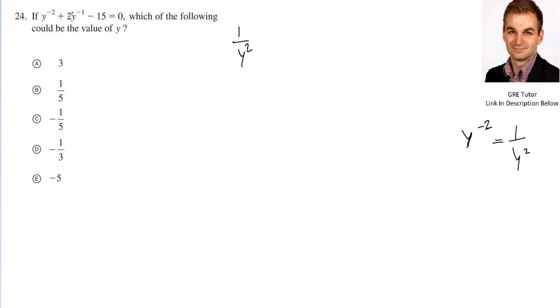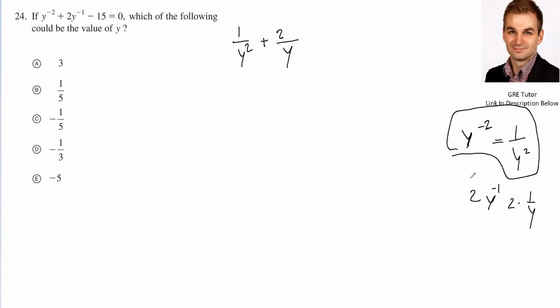Then I'm also going to change this to 2 over y. That's just 2 times y to the negative 1, which is the same thing as 2 times 1 over y. That's the same property, but with the negative 1 exponent, and that turns into 2 over y. So that's where we're at, plus 2 over y, and then I'm going to bring this 15 to the other side. So whatever we're doing here, this has to equal 15.